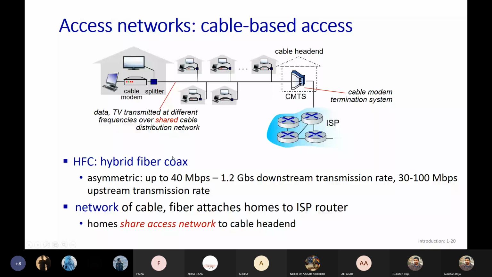Again, as I told you earlier, network cables, fibers attach homes to the ISP router, and this cable access is a shared access network. Cable-based access is a shared access network, meaning that the bandwidth is shared among users. So as the number of users grows, the bandwidth reduces. So have a look at it, and if you have any question, you are welcome.